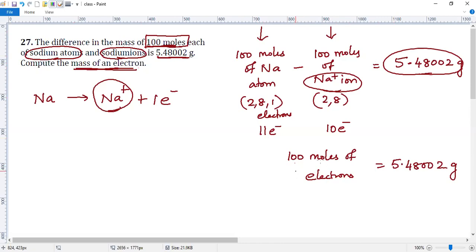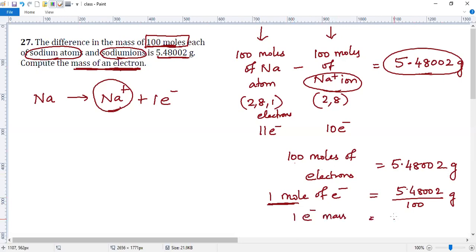Okay. So what is the mass of 100 moles of electrons? 5.48002. Okay. What is 1 mole? It is nothing but Avogadro number of electrons. So the mass of 1 mole of electrons, you can take it as 5.48002 divided by 100 in grams. But I need just one electron, and this is the mass of 1 mole of electrons. So what is the mass of 1 electron? It will be this number divided by Avogadro number.